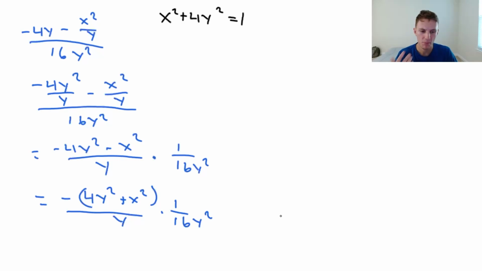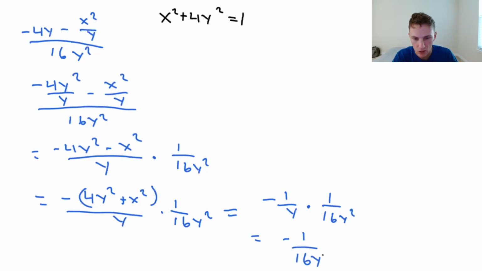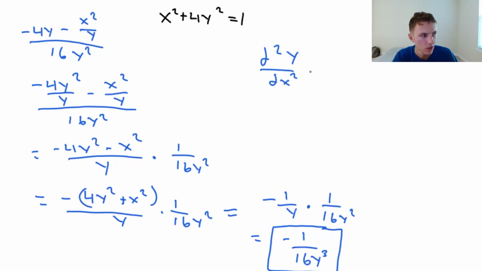And this is going to be a common pattern I want you guys to recognize that happens with these double derivative on implicit differentiation equations. So just keep that in mind. So when we do that, we'll have negative 1 over y times 1 over 16y squared, which is just going to equal negative 1 over 16y cubed. And that will be our final second derivative. So the second derivative, d2y/dx2, that is going to equal negative 1 over 16y cubed for this example.